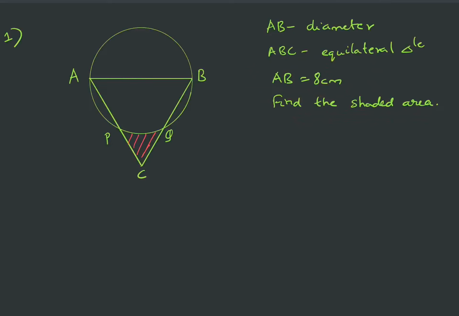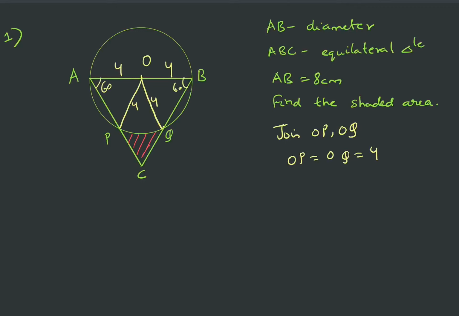Okay, so what I am doing is, let us say O is the center and I am joining OP and OQ. So join OP and OQ. Since AB is the diameter, AB is 8, so OA is 4, OB is 4, OP is 4, OQ is 4. So OP is equal to OQ is equal to 4. Now, since this triangle ABC is equilateral, this angle is 60, this angle is 60.